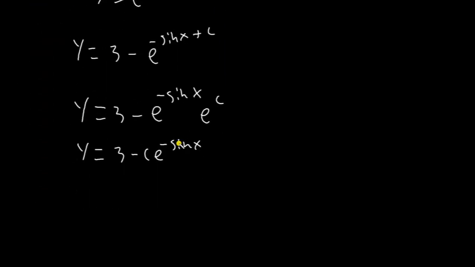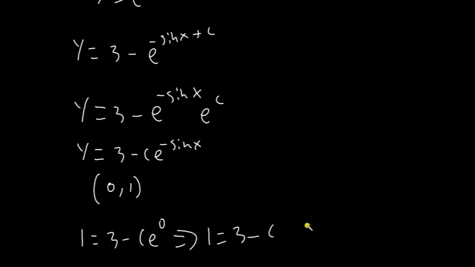I'm going to take that and plug it in here. That's the point 0, comma 1. Because I'll plug in 0 for x, I'll plug in 1 for y, and I'll get 1 equals 3 minus c e to the negative sine of 0. Okay? Sine of 0 is 0. Negative sine of 0 is also 0. So this just becomes 0 in the exponent. Okay? E to the 0 is 1. So this just becomes 1 equals 3 minus c. And then that means c equals 3 minus 1, which is 2.